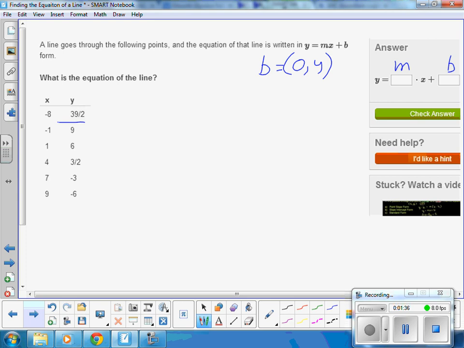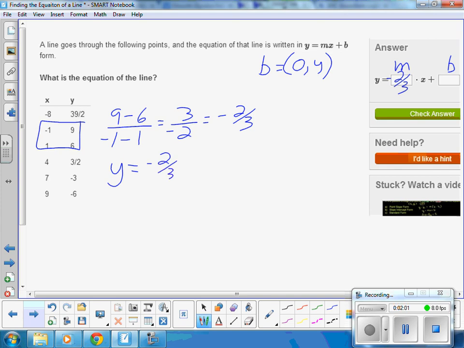So using any 2 points, I'm going to find the slope. So 9 minus 6, and then a negative 1 minus 1. That is equal to 3 over a negative 2. So that's equal to a negative 2/3. My slope is a negative 2/3. So I have y equals a negative 2/3 x plus b.